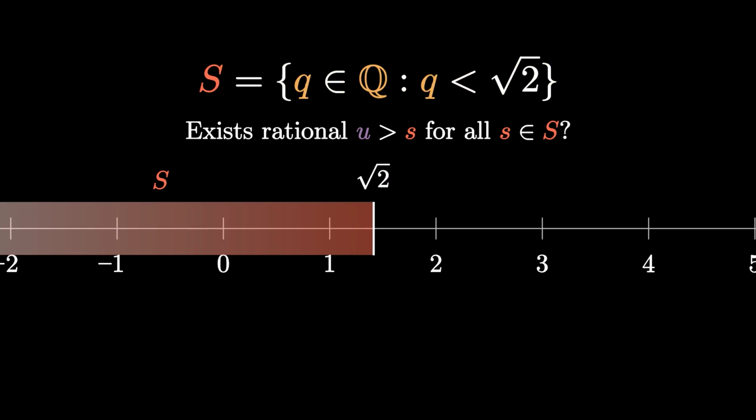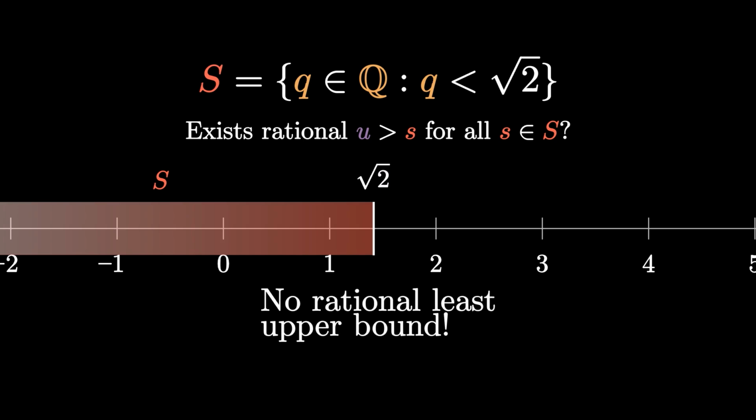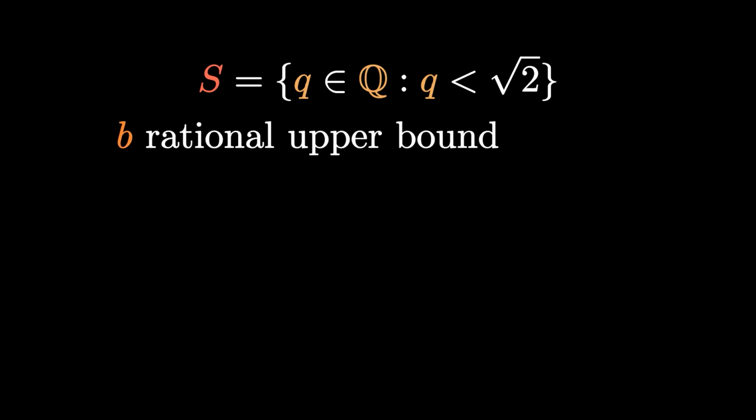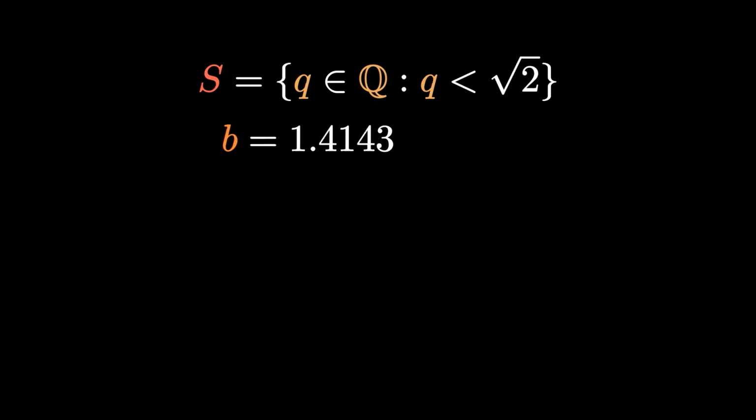But that's not a rational, and that's because there is no rational least upper bound. To show this, suppose b is a rational upper bound. Since it's rational, we can write it in its decimal expansion. Now, intuitively, we know that this rational upper bound must be greater than the square root of 2.